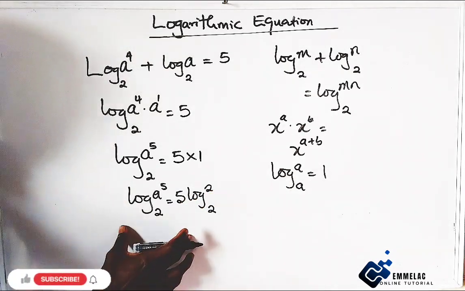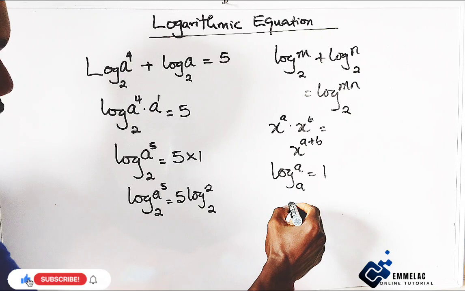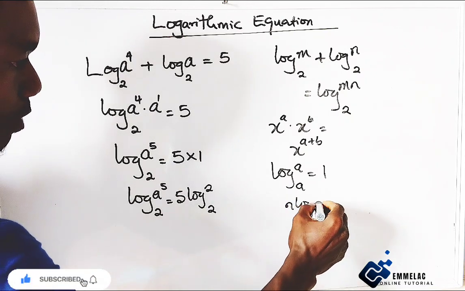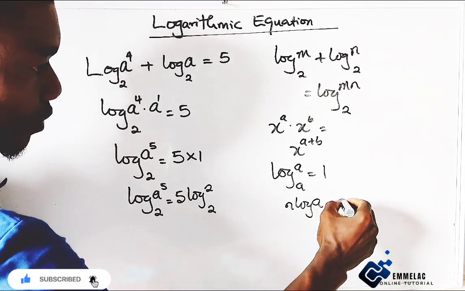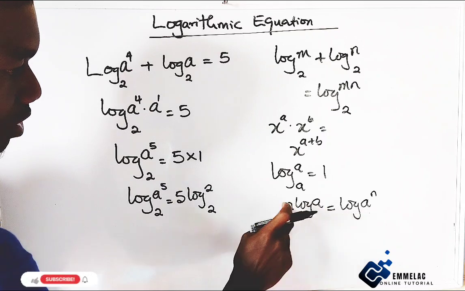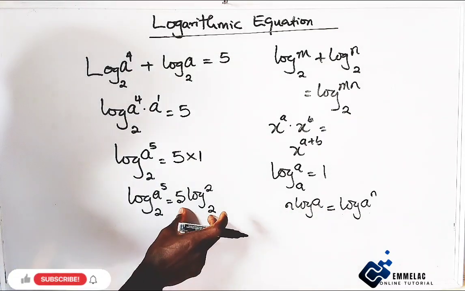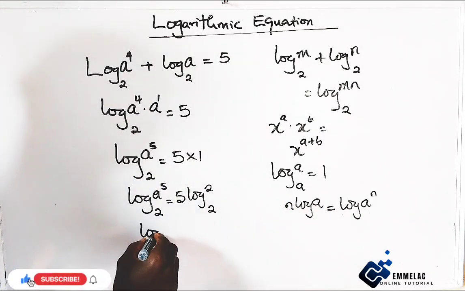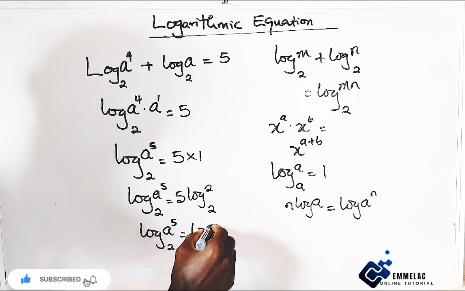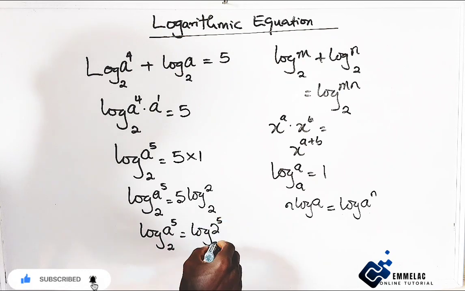Also take note that when you have n log base a, this will give you log a raised to the power of n, which means you raise a to the power of n. If I were to use that same rule here, we have log a raised to the power of 5 in base 2 equals log 2 raised to the power of 5 in base 2.